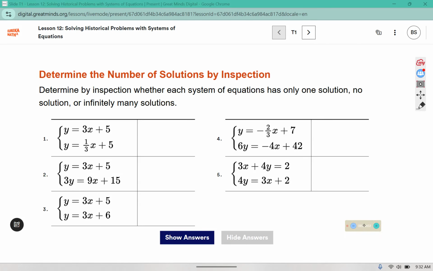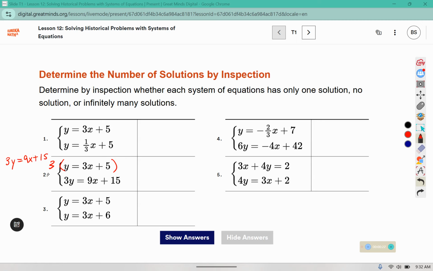Determine by inspection whether each system of equations has only one solution, no solution, or infinitely many solutions. Number 1, they're both already written in the same format. For number 2, I'm going to multiply by 3 so we can compare the x and y terms here. 3 times y is 3y, 3 times 3x is 9x, and 3 times 5 is 15.